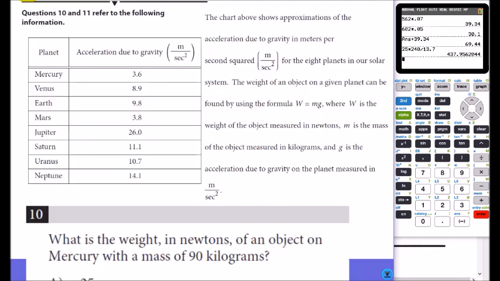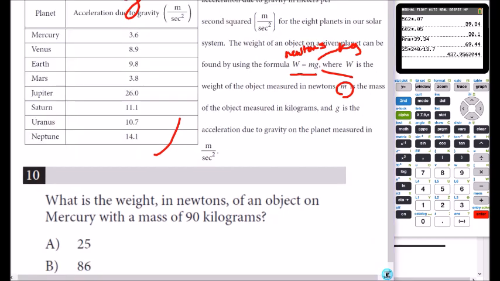Okay. 10. All right, so the chart above shows approximations of the acceleration due to gravity in meters per second squared for the 8 planets in our solar system. The weight of an object on a given planet can be found by using this formula. W is the weight of the object measured in newtons, and M is the mass of the object measured in kilograms, and G is the acceleration due to gravity, which is given here. These are G. Okay, so what's the question?